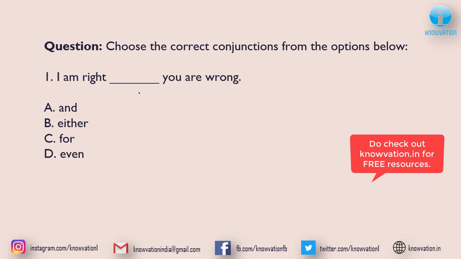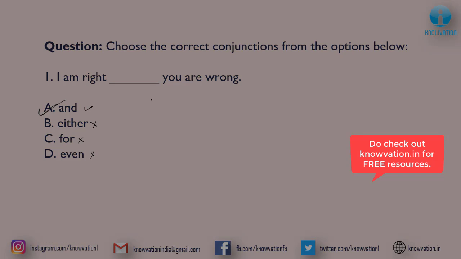I am right dash you are wrong. So let's see the option. I am right and you are wrong. This looks good. I am right, either you are wrong. So this does not make sense because either by itself is not a conjunction. I am right for you are wrong, perfectly wrong. I am right, even you are wrong. So this is also not making the right sense. So and is my correct answer here.